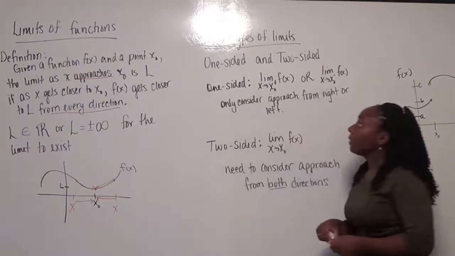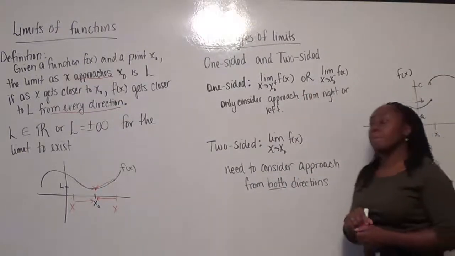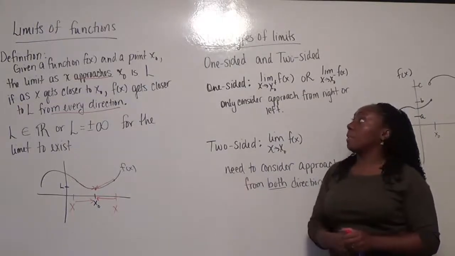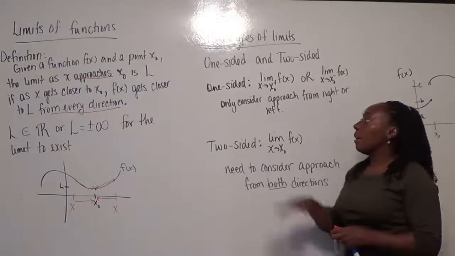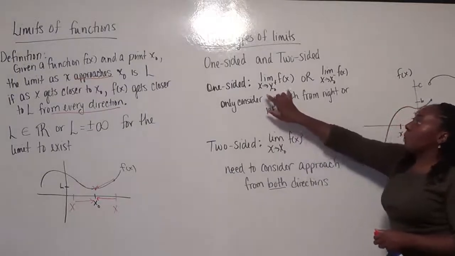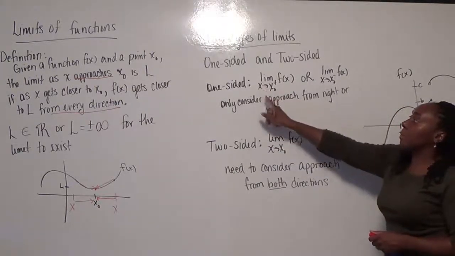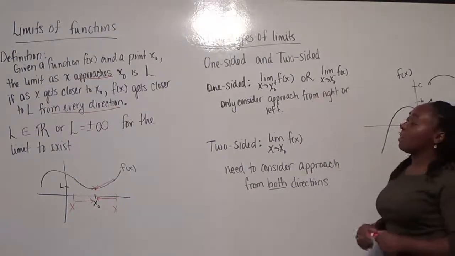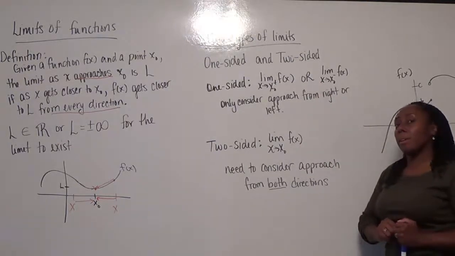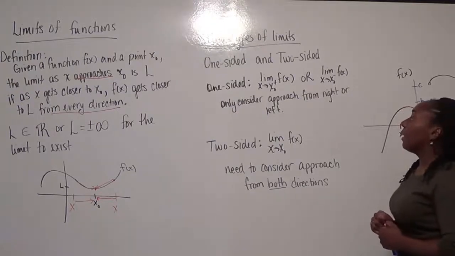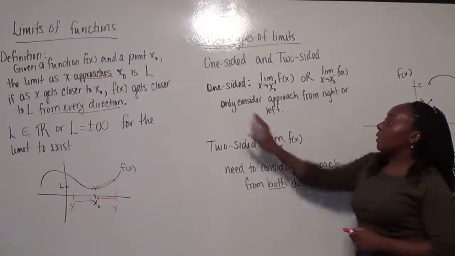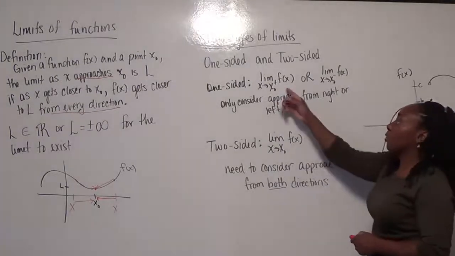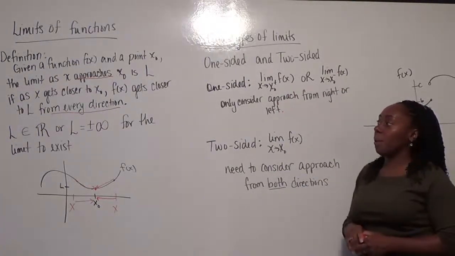There are two types of limits. There's what we call one-sided limits and two-sided limits. A one-sided limit is denoted one of two ways. Either it's the limit as x approaches x naught from the positive side, or the limit as x approaches x naught from the negative side. In these cases, we only consider what happens from one side, so either as it approaches from the right or as it approaches from the left.